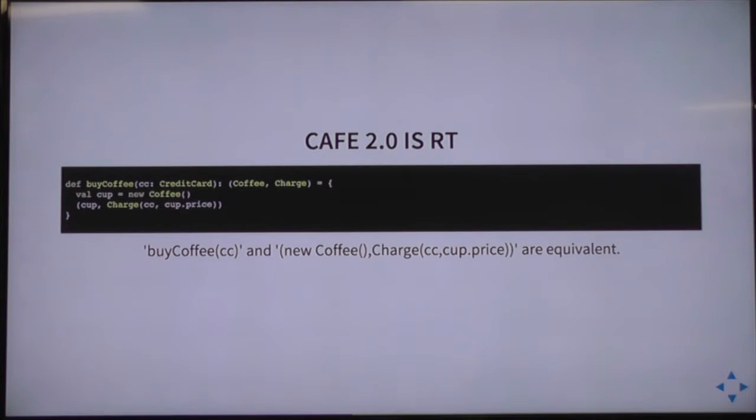Whereas if we look at our 2.0 version, which is the new and shiny functional version, obviously our buy coffee, which expands to our new coffee and the charge, which is just a pure non-side-effecting thing, is exactly the same. So if we mix and match those, if there was some kind of abstraction that changed those around, it wouldn't be a big deal.